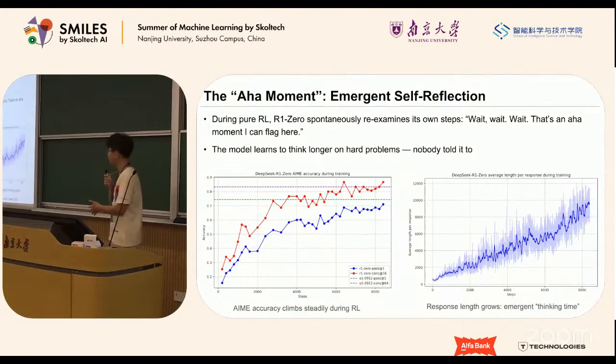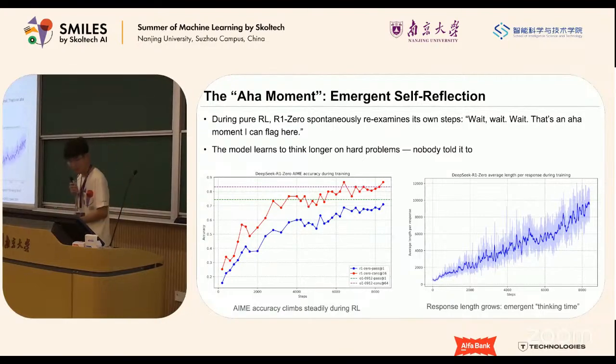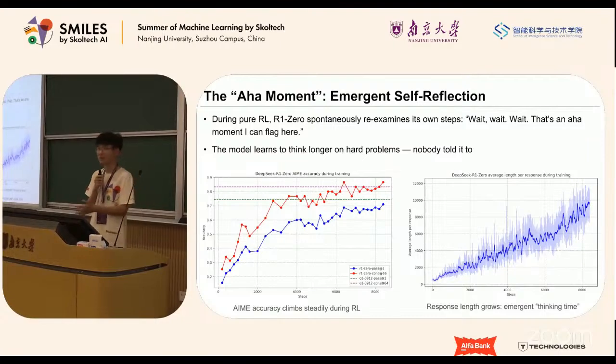During the RL training process of R1-Zero, researchers observed a clear phenomenon called the aha moment. The model learned to reevaluate its own intermediate steps, inserting a phrase such as "wait, this is an aha moment, I can flag here to self-correct."